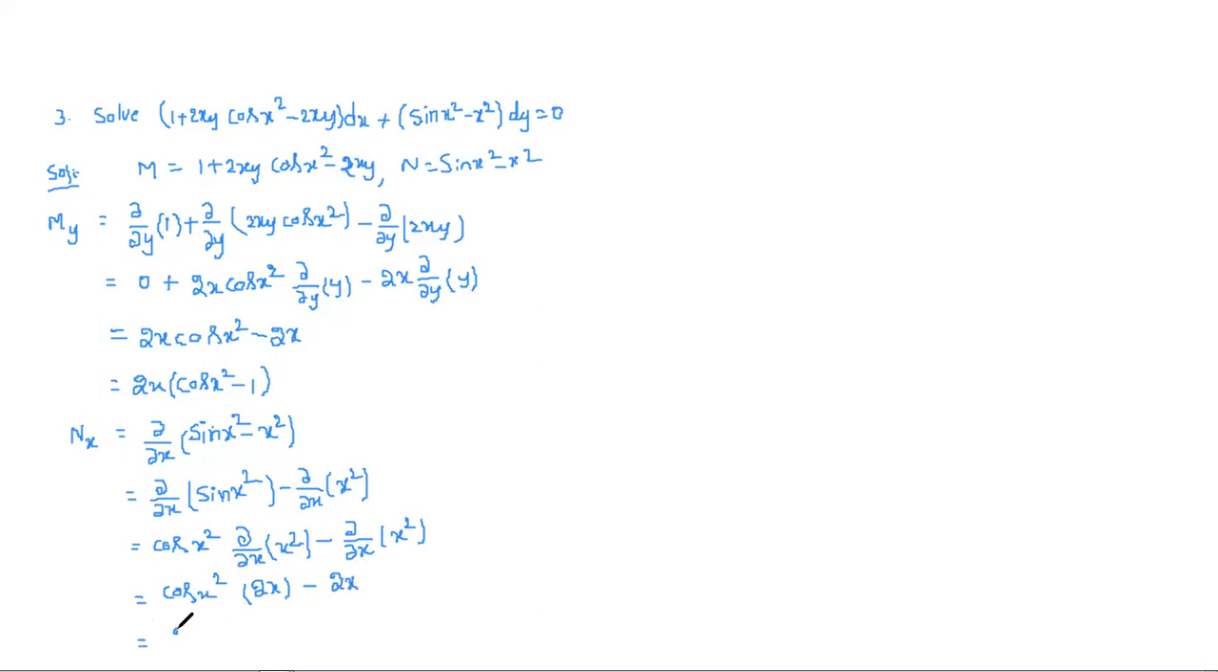Now in these two, which one is the common one? 2x is the common one, and the remaining we get 2x(cos x² − 1). So we got the same one. If you see M_y and next N_x, both we got the same. So M_y is equal to N_x. Therefore the given differential equation is exact.